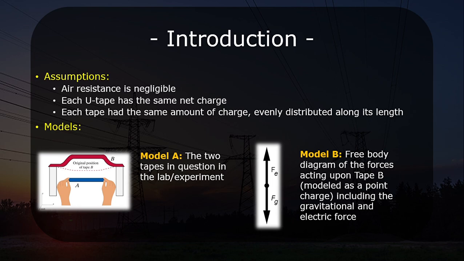Assumptions: air resistance is negligible during the duration of the lab. Each tape had the same net charge, and each tape had the same amount of charge evenly distributed along its length. The two models for this lab were Model A from Lab 1, where the two tapes were put up in this experimental setup, and it is also modeled in the Glowscript code, which is coming up. And Model B was the free body diagram acting upon the top tape, tape B. This is modeled as a point charge, but in the experiment it was modeled as a full rod or tape, and it includes the gravitational and electric force.